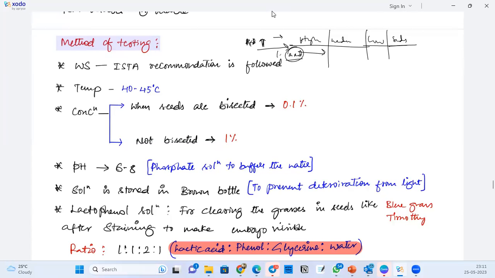So in the exam, if they ask whether the tetrazolium test is used to detect viability, vigor, or both A and B, it's always both A and B. Don't get confused and just give viability. It is both A and B.